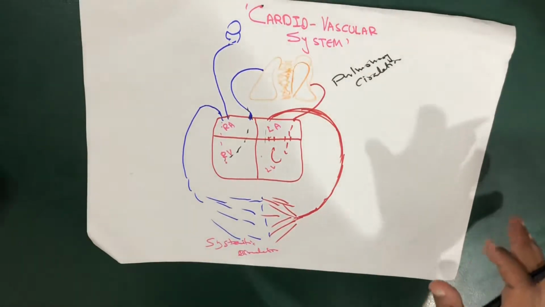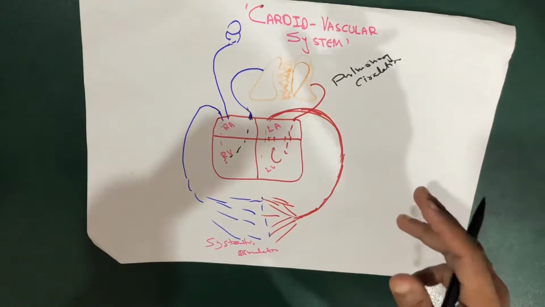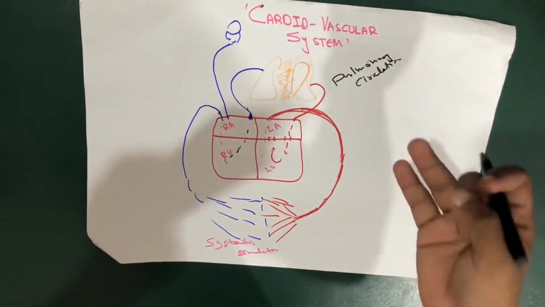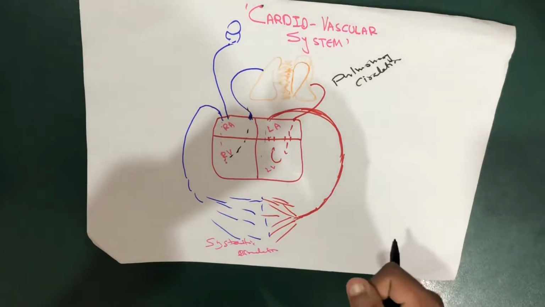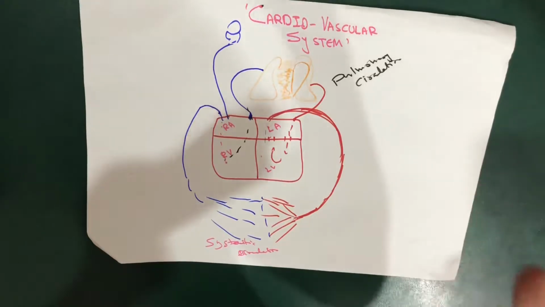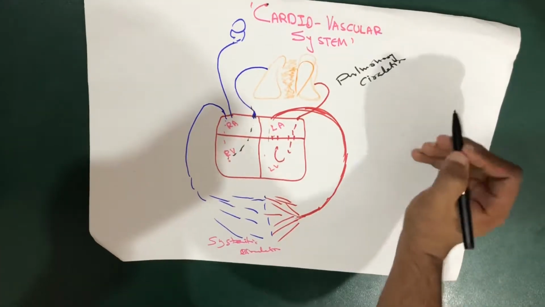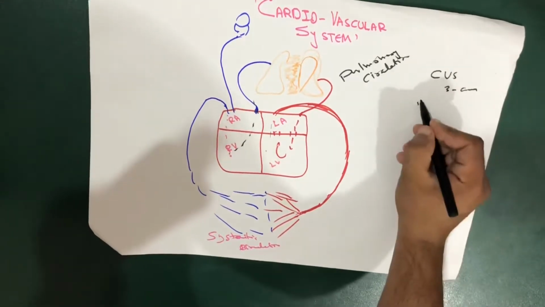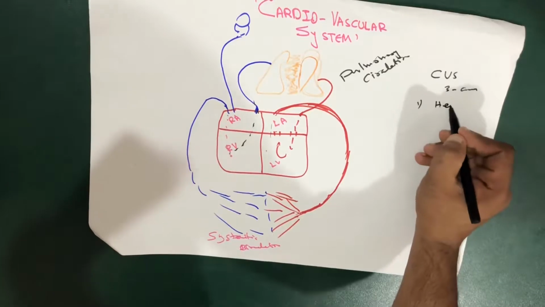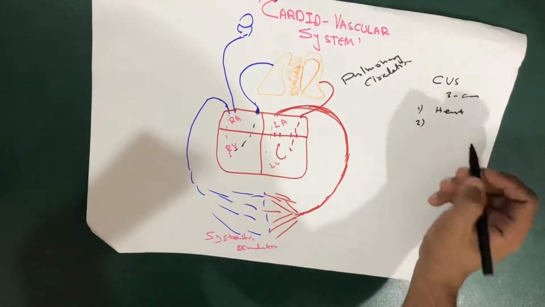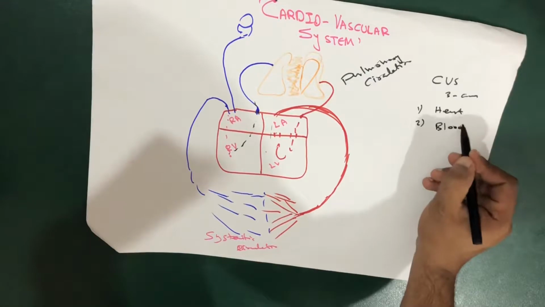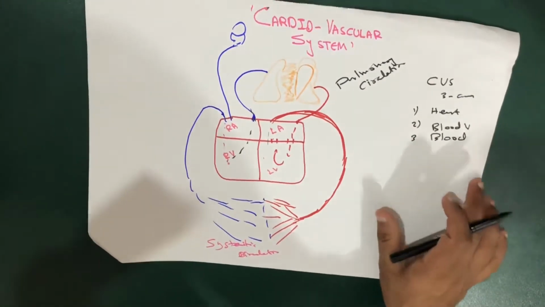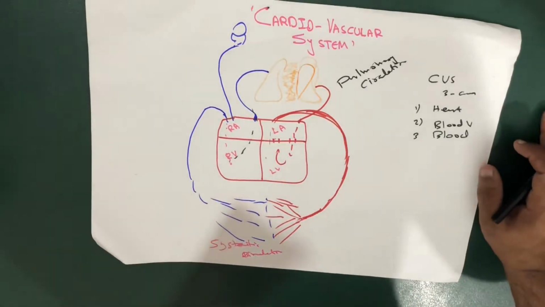So what is the cardiovascular system? The cardiovascular system consists of the heart, blood vessels, and blood. So you can say the cardiovascular system has three components. Number one, we have the heart. Number two, we have blood vessels. Number three, we have blood itself. These are the three basic components of the cardiovascular system, or you can say the circulatory system.